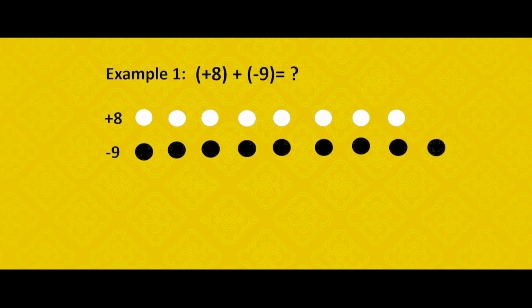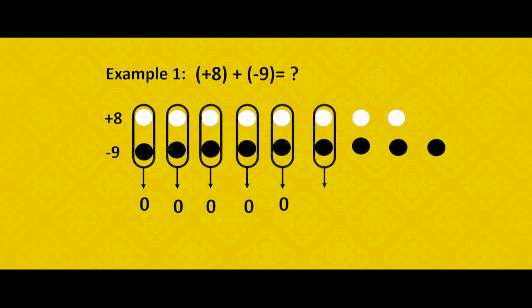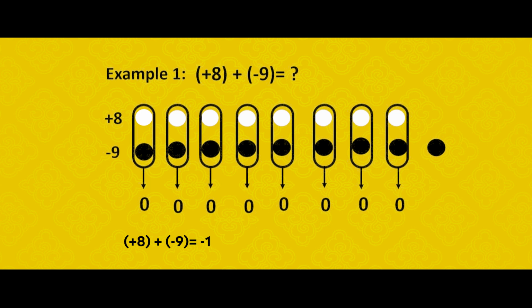Now here we are going to apply zero property. Positive 1 plus negative 1 is 0. Again, positive 1 plus negative 1 is 0, and it goes on till we take away positive 8 and negative 8, and the value is 0. We are left with one black counter that represents negative 1. We can say that positive 8 plus negative 9 is equal to negative 1.